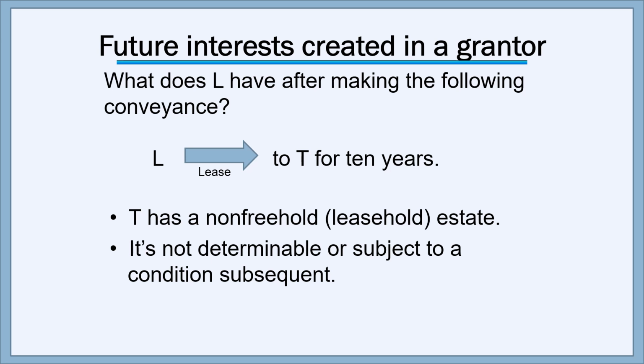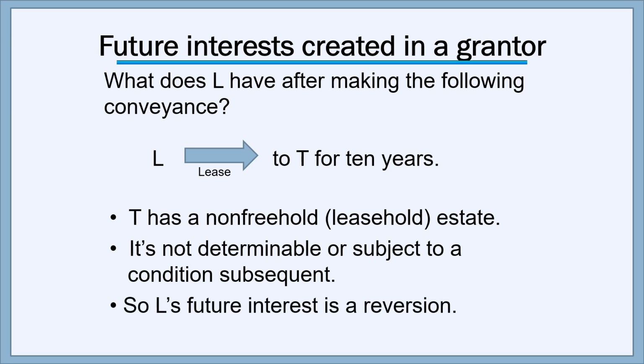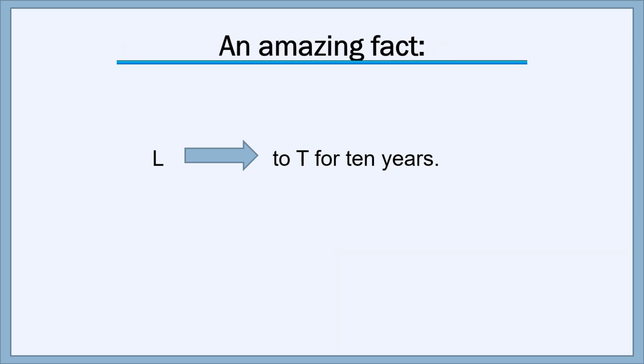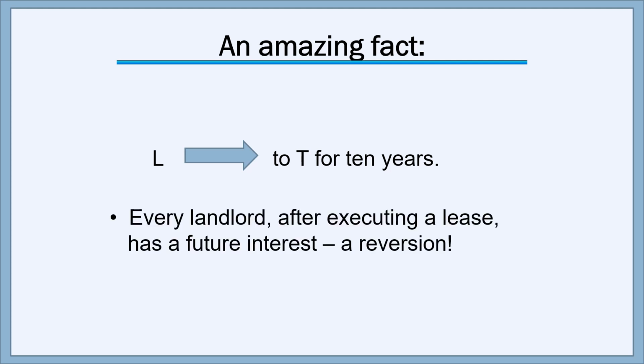You'll notice that T's leasehold estate is not determinable or subject to a condition subsequent, and that means that the landlord's future interest here, the right to get the possession of the property back again when the lease is over, is a reversion. Now this is kind of an amazing fact. Anytime a landlord makes a lease to a tenant, no matter how long or short the lease is, every landlord has a future interest, a reversion.